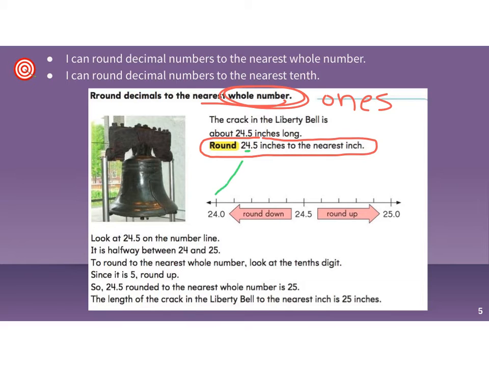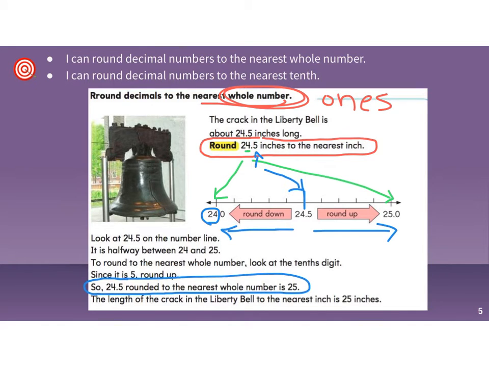24.5 is between 24 and 25 on a number line. Then I look one place to the right to see where that falls on the number line, and it's 24 and 5/10, which is halfway. As soon as I reach that halfway point, I know I round up to the nearest whole number, which is 25. If it were 4 or lower, I would stay down at the original whole number of 24. Since it's 24.5, I will round up. So 24 and 5/10 rounded to the nearest whole number is 25.